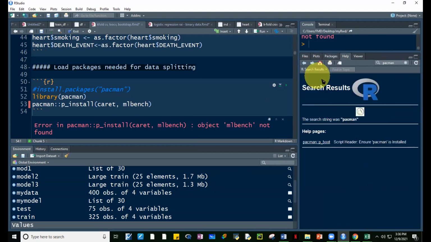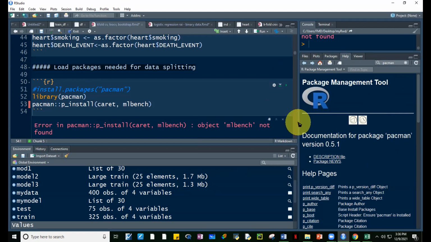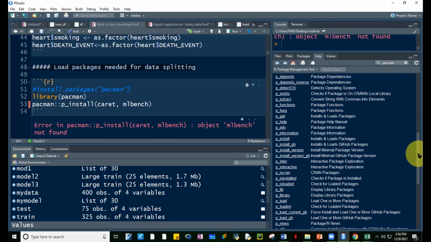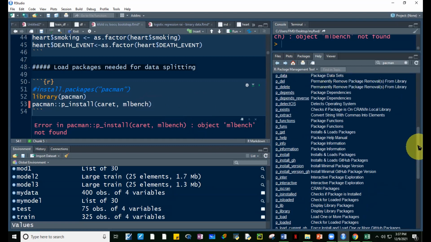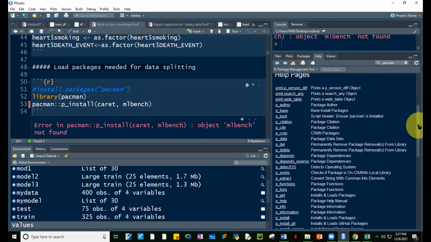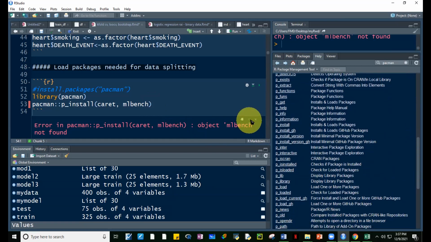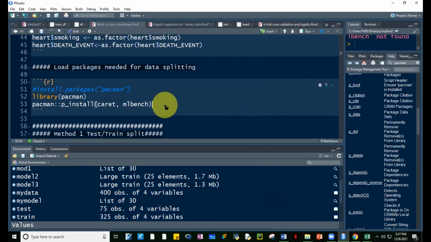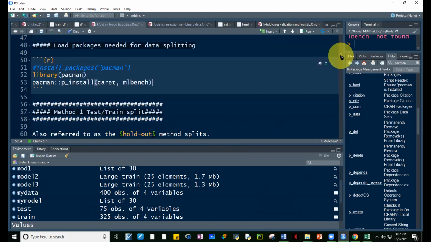Okay, so I'm just loading Pacman, guys. Okay, so ito, p_install installs and loads packages. Dapat linode niyo si ML Bench din. Okay, anyway guys, sige. Just side note lang naman yun, for a quicker way to install at saka load yung mga packages.